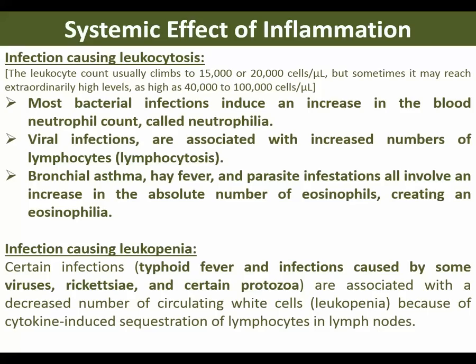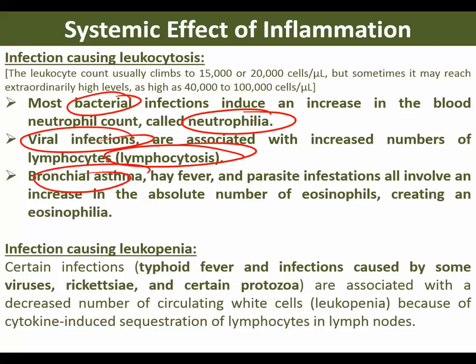Lymphocytes. If it is asthma, allergic, parasite or fungus, eosinophils will be increased. Inshallah, I will tell in the RS module why eosinophils are increased. It is called eosinophilia. So whether bacterial or acute inflammation, neutrophils are increased. Viral or mycobacterial infection, lymphocytosis. Asthma, allergic causes or parasites, eosinophilia.